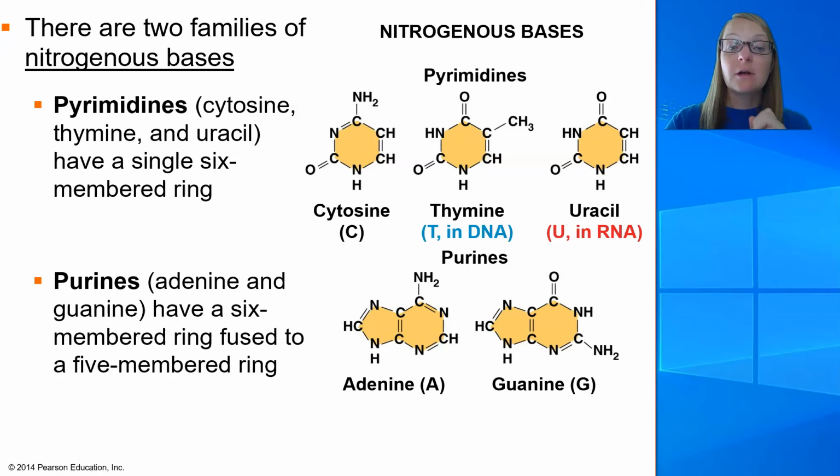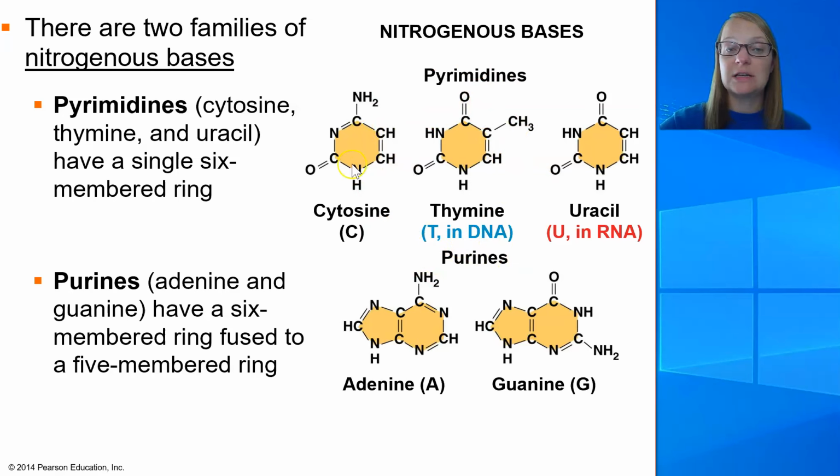Purines are a little bit different. There are 2 of these, adenine and guanine, and they have 2 fused rings as part of their carbon skeleton. This is where we also introduce some differences between DNA and RNA. Both DNA and RNA have the ability to use 4 different nitrogenous bases. So in DNA, you've got your cytosine, you've got your adenine, you've got your guanine, and then DNA chooses to use thymine as its 4th nitrogenous base.